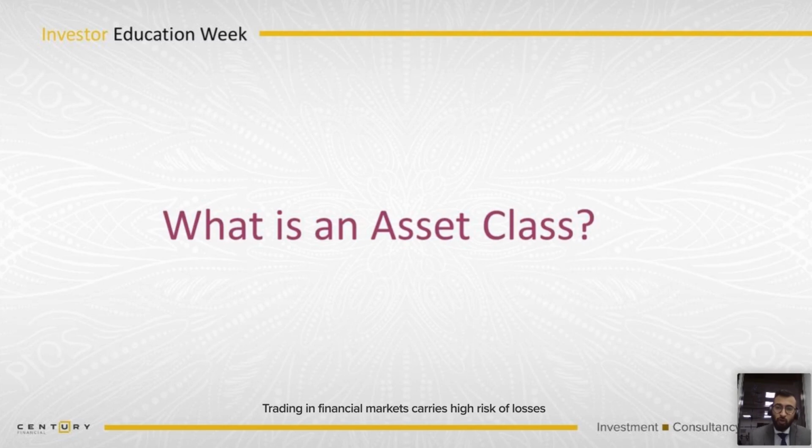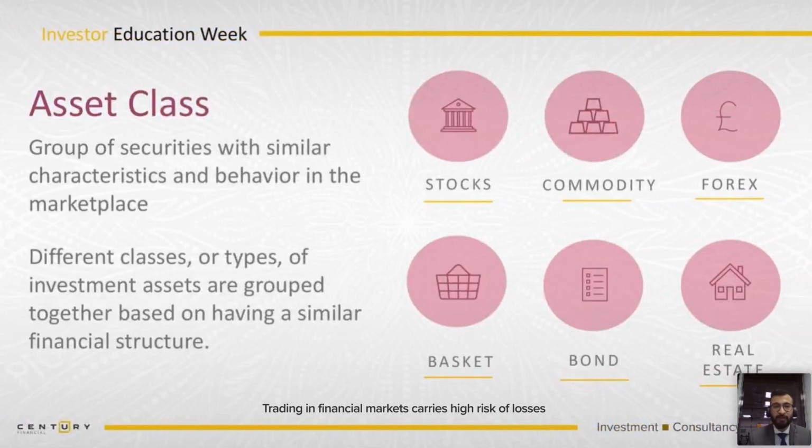So, what you saw in this pyramid, these are asset classes. Where do you invest? You invest into asset classes. And what is an asset class? We're talking about a group of securities which have similar characteristics and behavior. For example, if I talk about commodities, then commodities will have a group of financial instruments which have a similar kind of characteristic and behavior. Different classes or types of investment are grouped together based on having a similar financial structure.